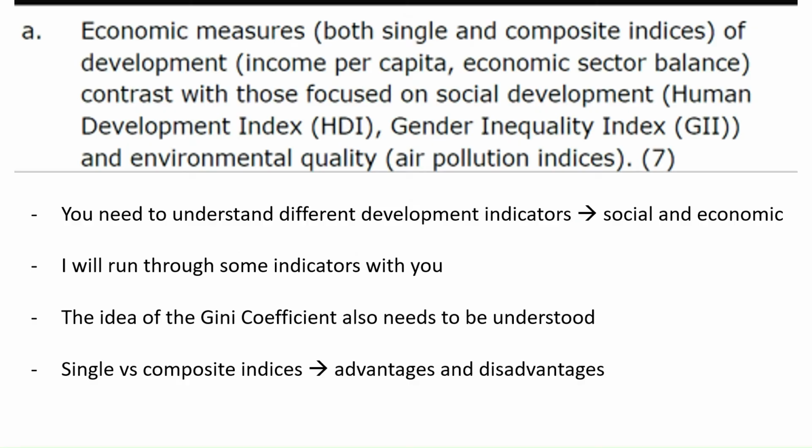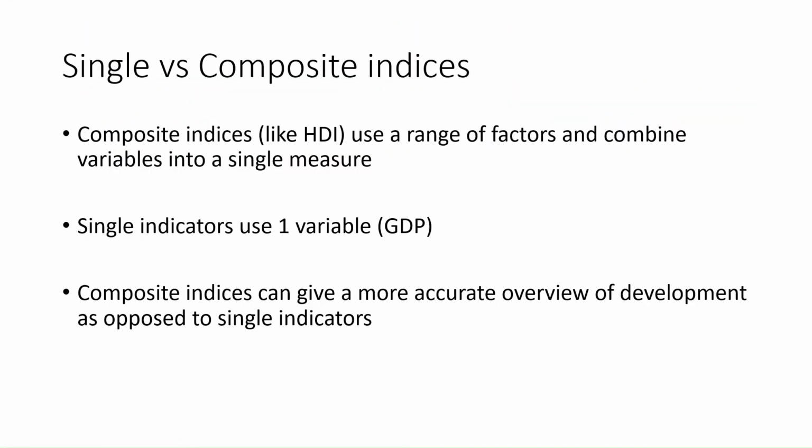So economic measures of development, contrast with those focused on social development and environmental quality. So you need to understand the different development indicators, social and economic and environmental. I'll run through some indicators with you, the idea of Gini coefficient, single versus composite indices, the advantages and disadvantages, and how economic measures differ from social and environmental indicators. So first of all, we'll talk about single versus composite indices.